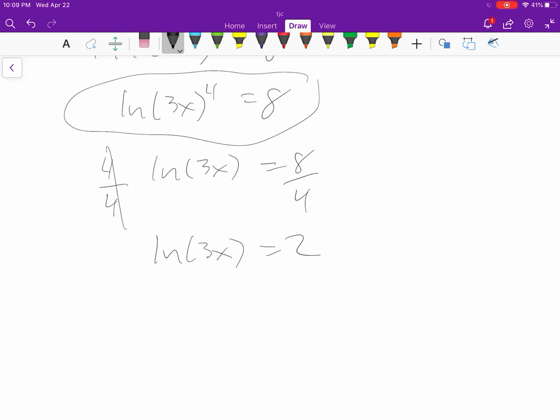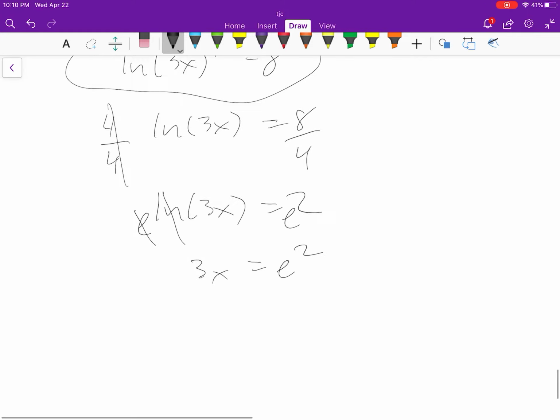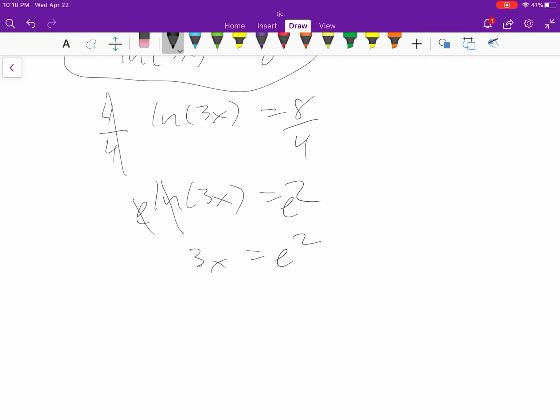Then to get rid of the natural log, we have to raise both sides to the power of e. Here, by the property of logs, those cancel. We have 3x equals e to the second. Then divide both sides by 3. And at that point, you'd have to plug it into a calculator to figure it out.